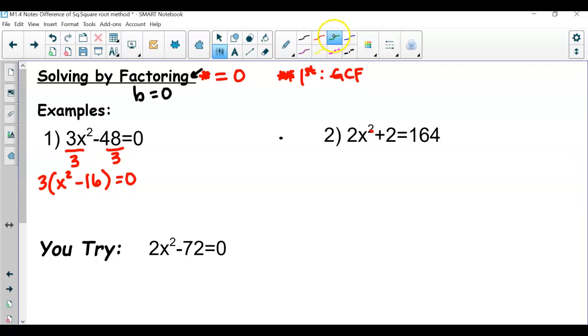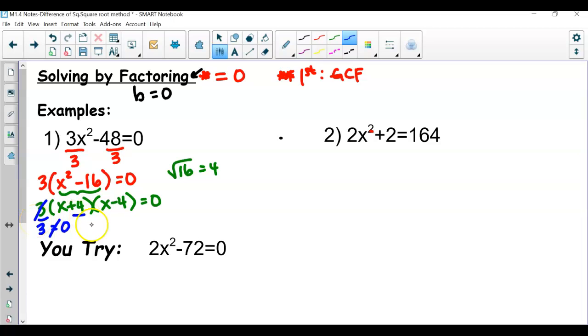Now notice inside of the parentheses, we have our difference of squares, right? Because what is the square root of 16? 4. So now I've got here 3 times x plus 4 times x minus 4 is equal to 0. Now we can go through and solve for x. Then if you recall, if I have 3 all by itself, will 3 ever equal 0? No. So that constant here, that value just goes away.